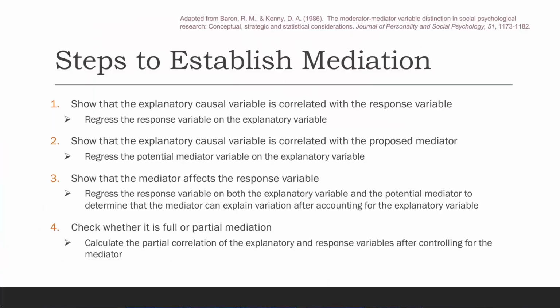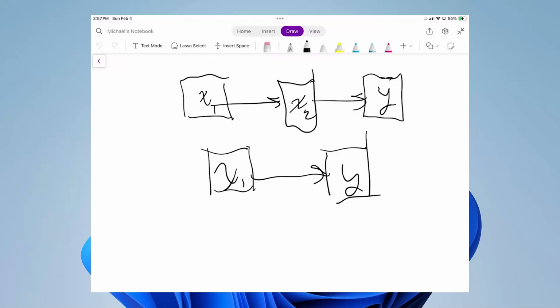Step two is to show that the explanatory causal variable is correlated with the proposed mediator. That is, we regress the potential mediator variable on the explanatory variable. Similar to the fact that we need to show x1 is related to y, we also need to show that x1 is related to x2. We can't have x2 as an explanation for the link between x1 and y unless x1 and x2 are related to each other. So we look at that potential relationship and make sure those are related.